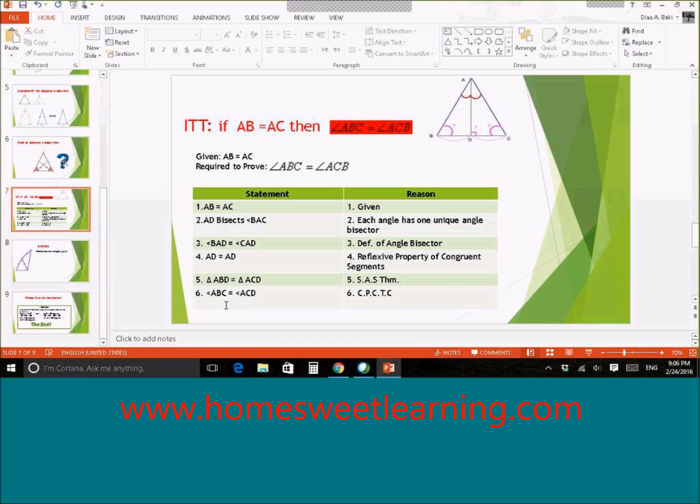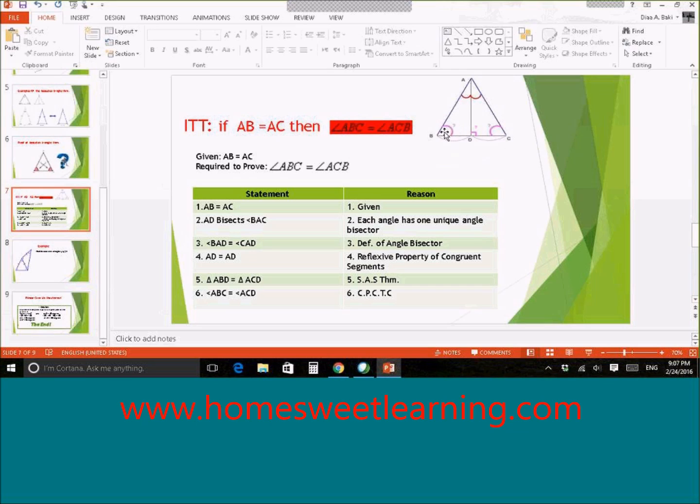Finally, we reached the proof. We reached what we want to prove. We want to prove angle ABC is congruent to angle ACB. Since these two triangles are congruent, all their parts, what do we mean by all their parts? All their angles, which is 1, 2, 3, and all their sides will be congruent to the corresponding sides and angles of the other triangle.